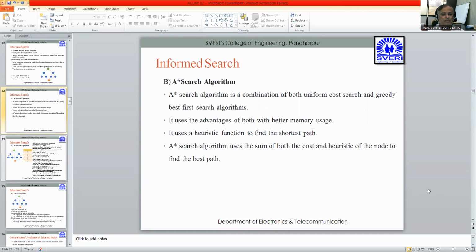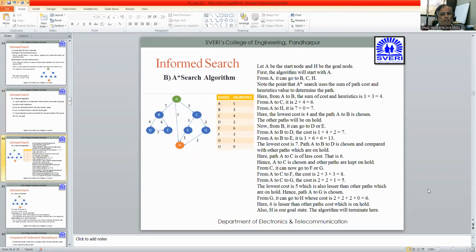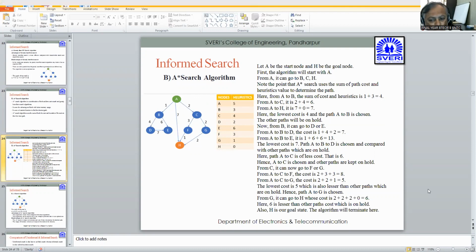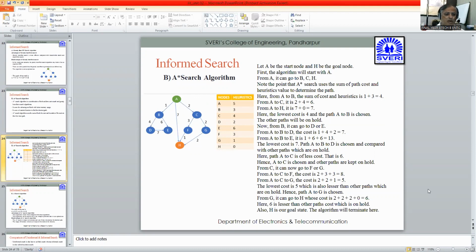It uses the heuristic function to find the shortest path. Obviously, we use the cost function there and the heuristic function too, so we get an advantage from both in A star search. It uses the sum of both the cost and the heuristic of the node to find the best path. There we calculated the cost of the path, and by combining it with the heuristic we have made the A star algorithm. So how does this algorithm work now?